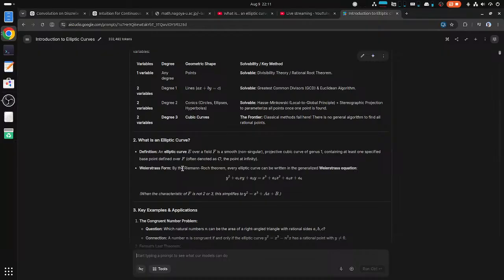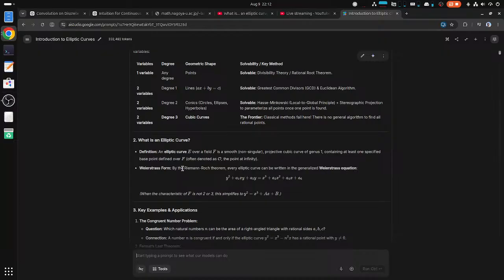There are some interesting details here. We consider a point at infinity. So we have the points on the curve, and another one that we consider to be at infinity. It contains at least one specified base point defined over F.